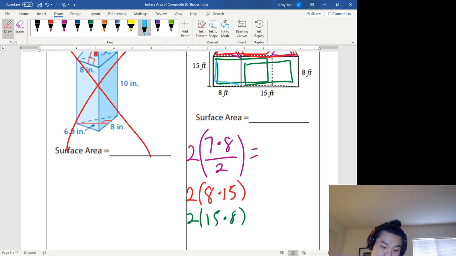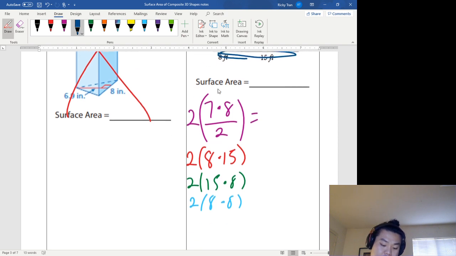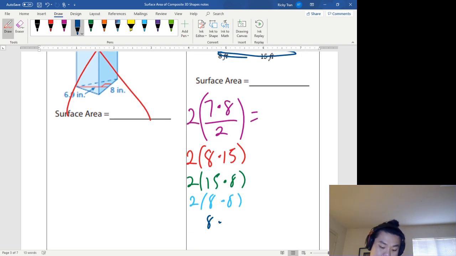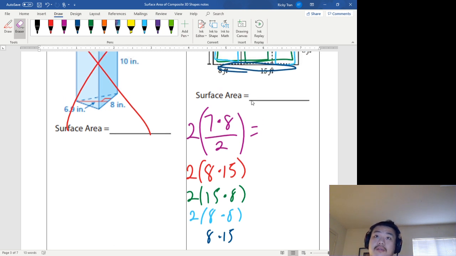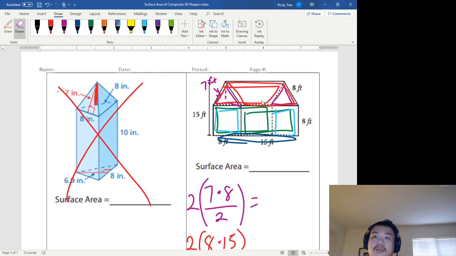Here we have the front square and the back square, which is 8 times 8, and there's 2 of those. Then we have our bottom rectangle, which is just 8 times 15. Another 8 times 15. And there's only one of those bottom ones. Let's see if there's any other spaces. Nope, that's all of it.